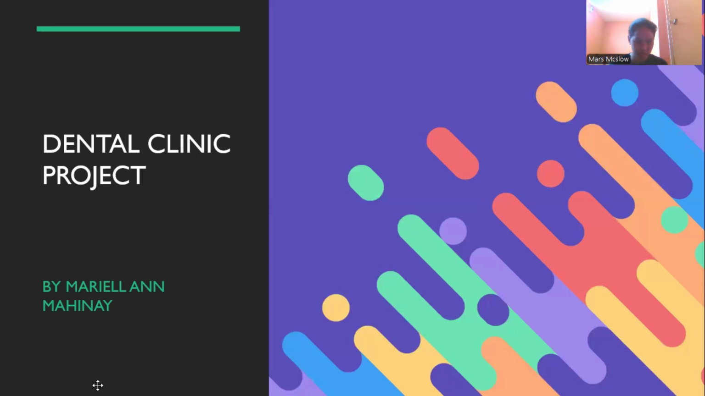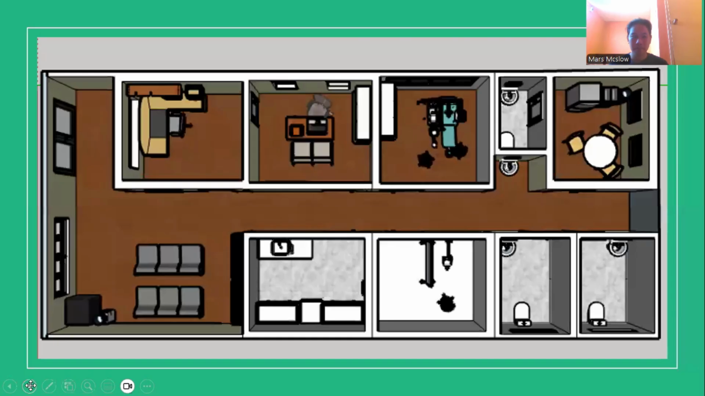So let me just use the cursor. Okay, here we go. So here is the overview of the entire building. I always assume that my dental clinic will be at the second floor. My dad recently purchased a land near my mother's house, and it is quite rectangular.